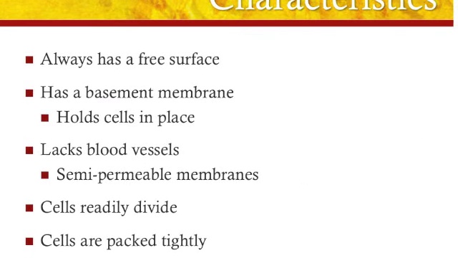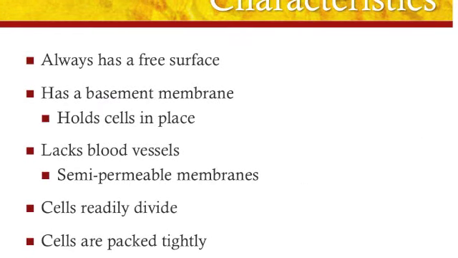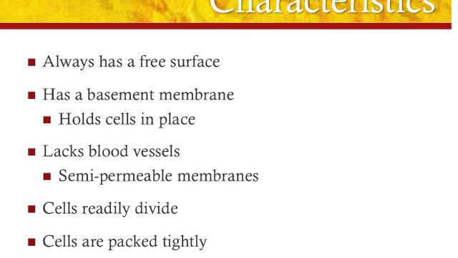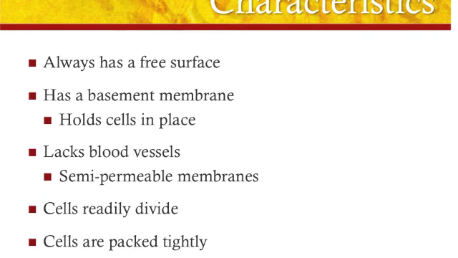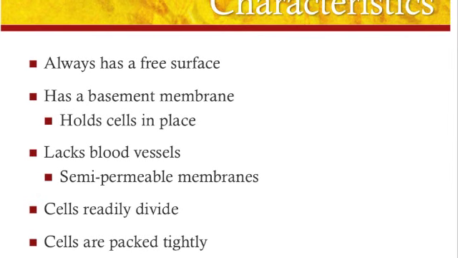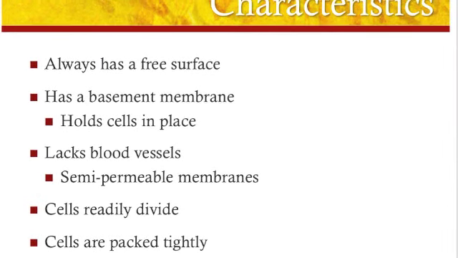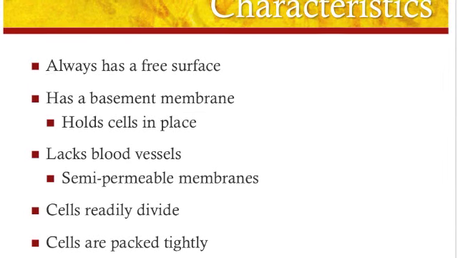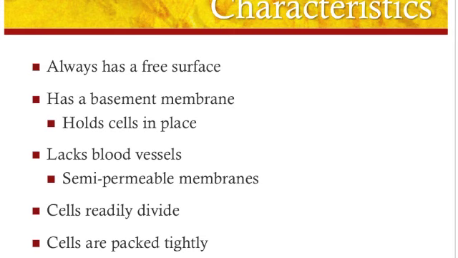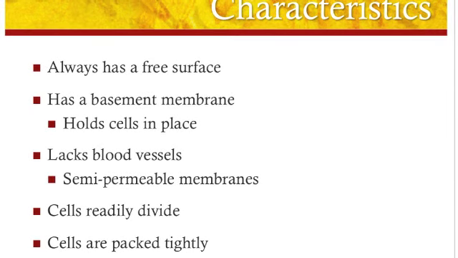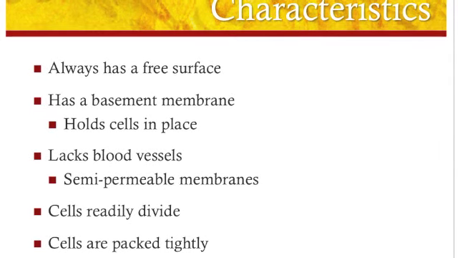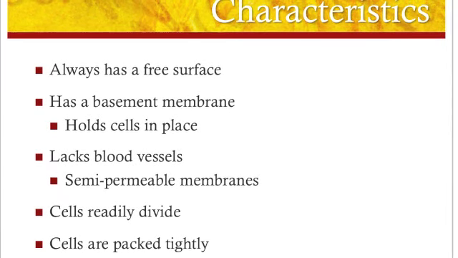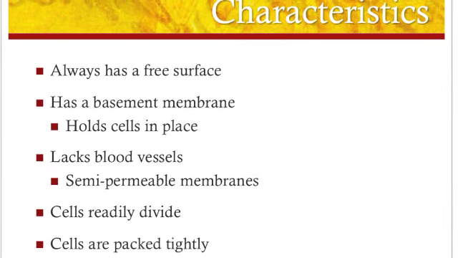Characteristics. Epithelial tissue always has a free surface, also called the apical surface. It's a surface that is exposed to the outside or to an open space internally. Another characteristic is it has a basement membrane. This holds the cell in place. It's non-living and very thin.